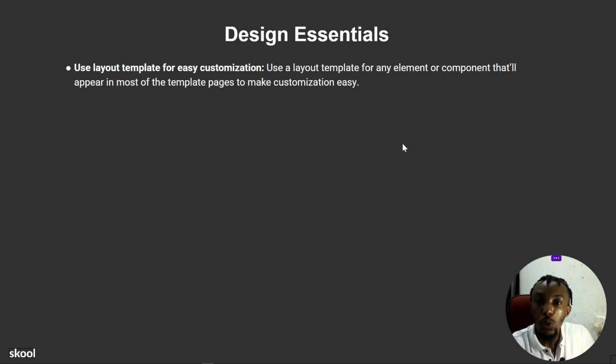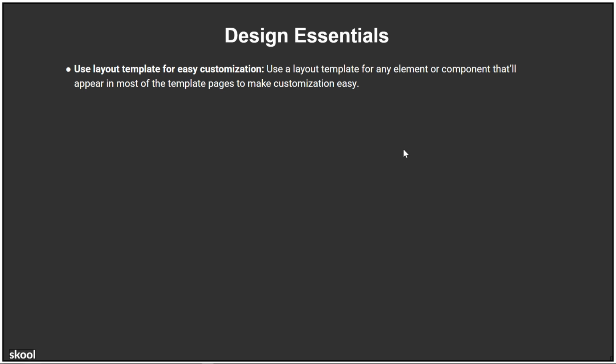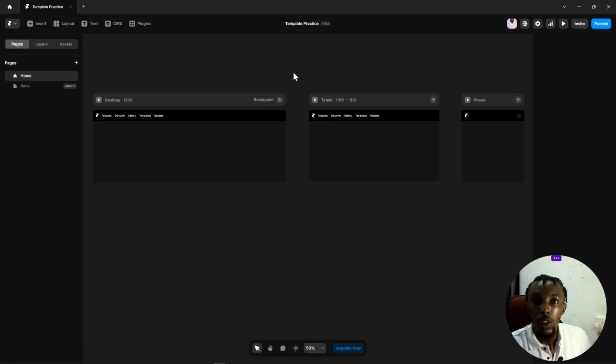Number one, use layout template for easy customization. Use a layout template for any element or component that will appear in most of the template pages to make customization easy. Let me show you what I'm talking about. As you know, there are some elements and components that usually show across all the pages, for example, the footer and the navigation. These are components that you will see in every single page of a template or a website.